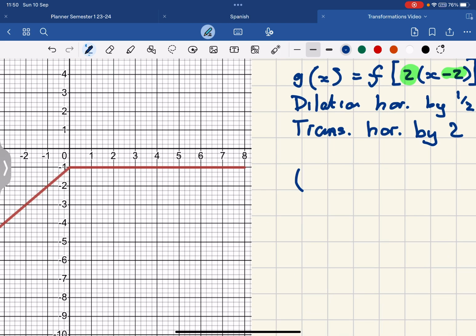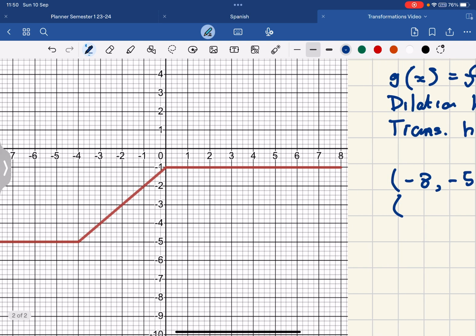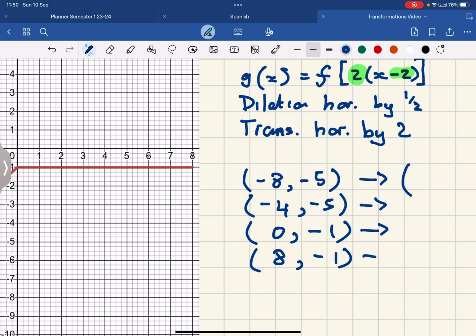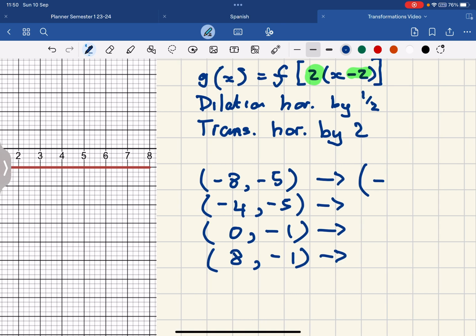and the ends of the line have coordinates -8, -5. They have the coordinate -4, -5, 0, -1, and 8, -1. So I'm going to dilate it by a half. That means I'm going to multiply it by a half to get it to -4, and then I'm going to add on 2, so it becomes -2.